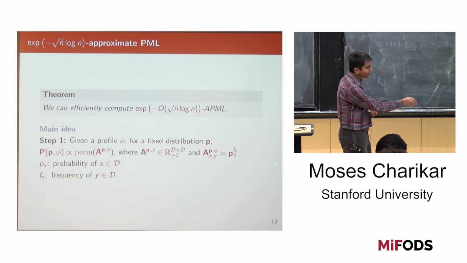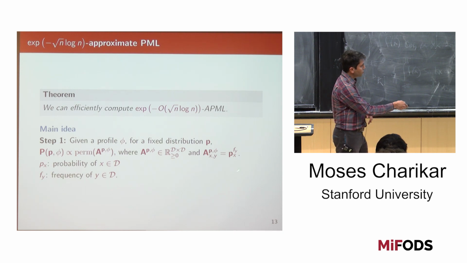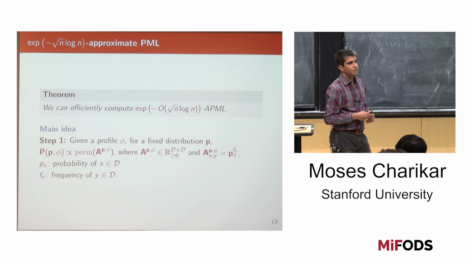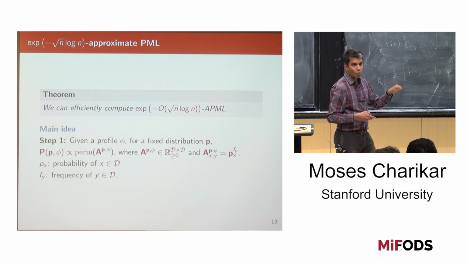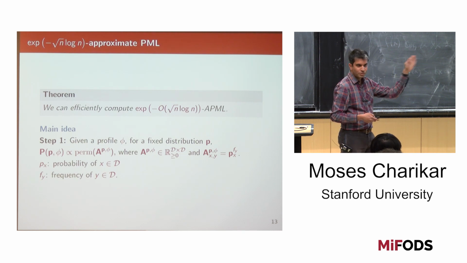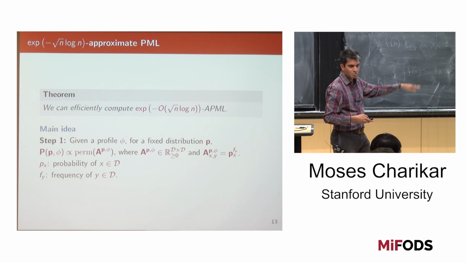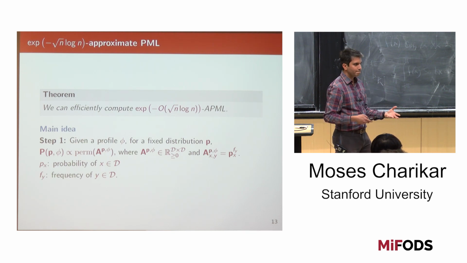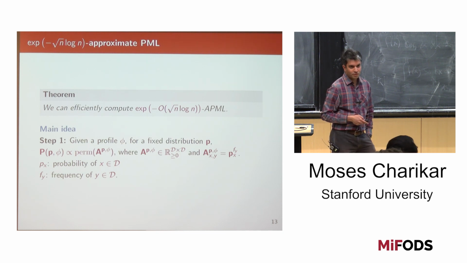And the xyth entry of this matrix is the probability of x raised to the frequency of y. So p of x is the probability attached to element x in the distribution. F of y is the frequency with which you saw y. The columns correspond to the frequencies, the rows correspond to the probabilities, and the xyth entry is the probability px raised to fy. Then the PML objective is really proportional to the permanent of this matrix. It's not very hard.